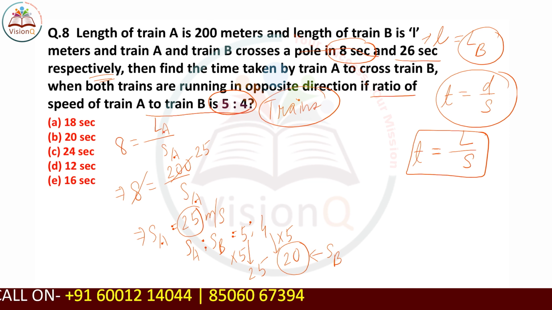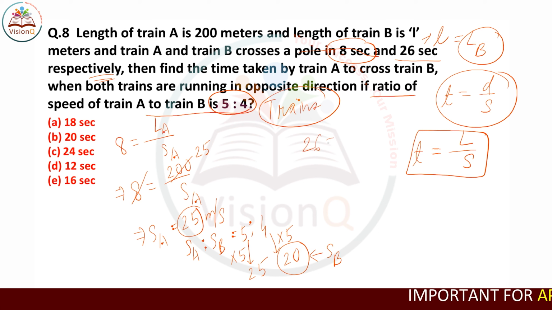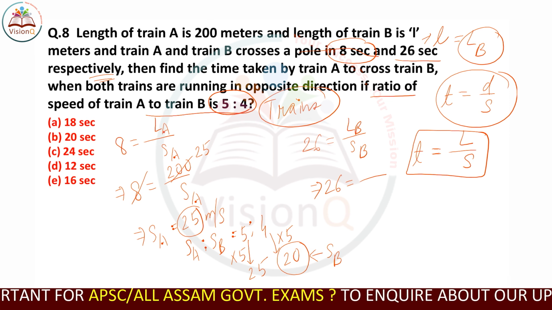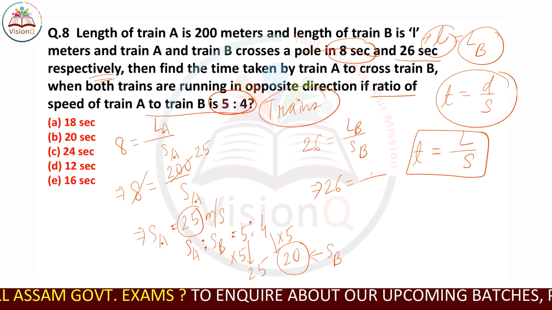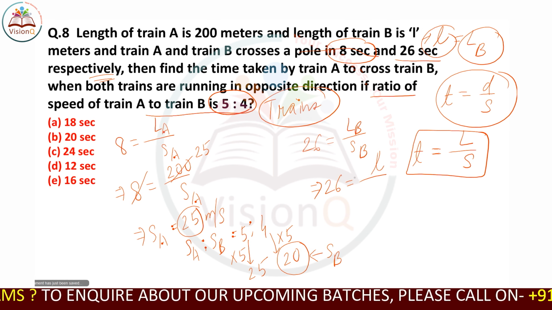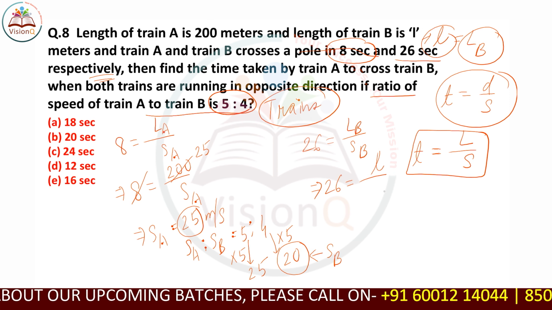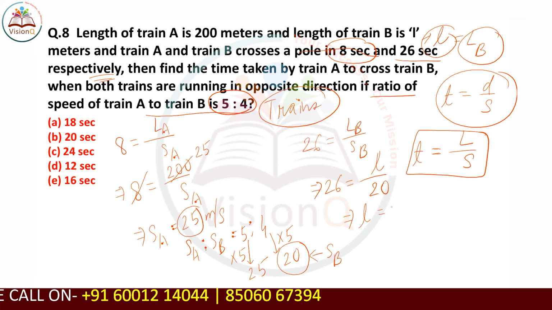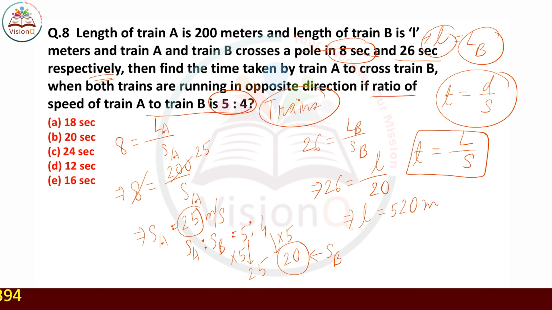Next, it was given the time taken by train B to cross the same pole, which is 26 seconds. So, this 26 will be equal to what? Length of B divided by speed of B. So, 26 will be equal to length of B, which is given as L meters, divided by speed of B. I have just found out the speed of B here, 20. So, L will be equal to what? 26 into 20, which is 520 meters.